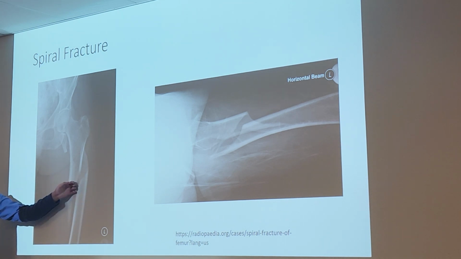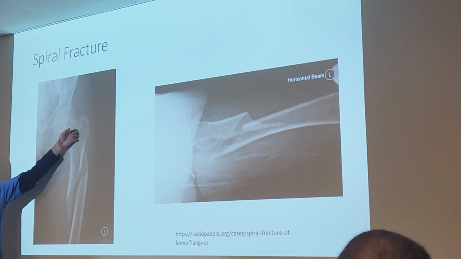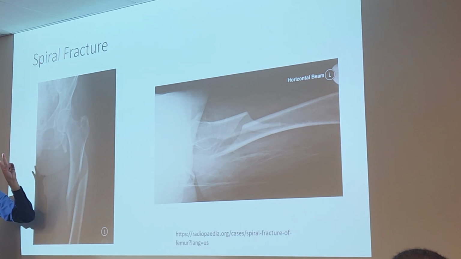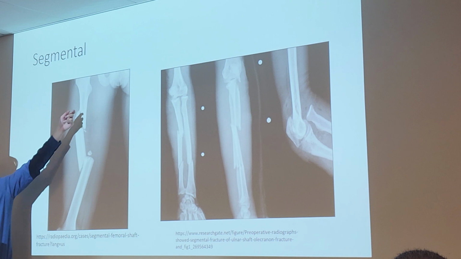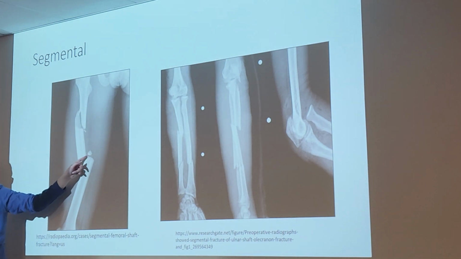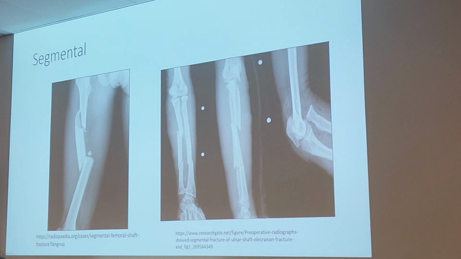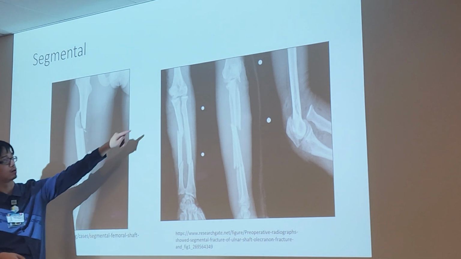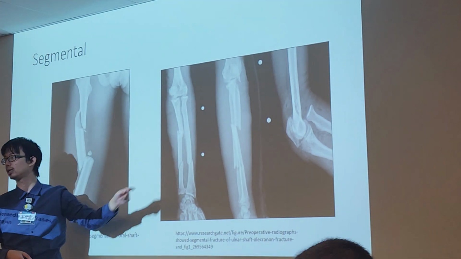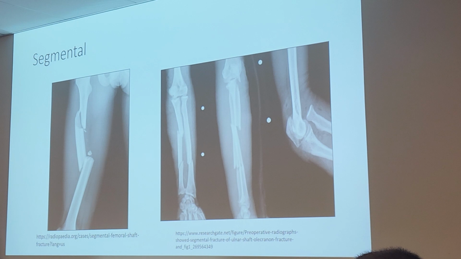So something like this, right? Proximal piece, distal piece. This is not segmental. It only has two pieces, proximal and distal. This has three pieces, right? Proximal, middle, distal. And these also, these tiny things here. So this one would be segmental, right? Once again, proximal, middle, and distal. That's a segmental fracture. At least, minimum, three pieces.